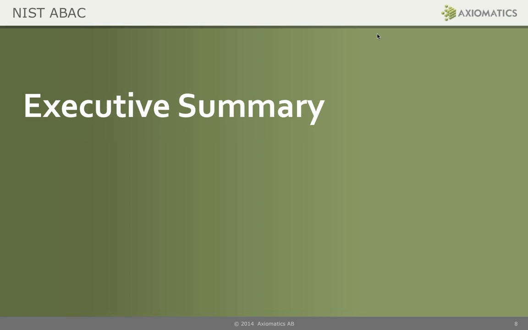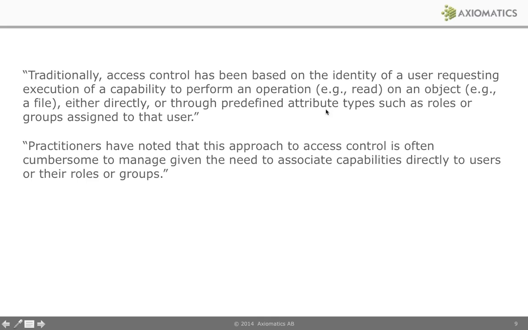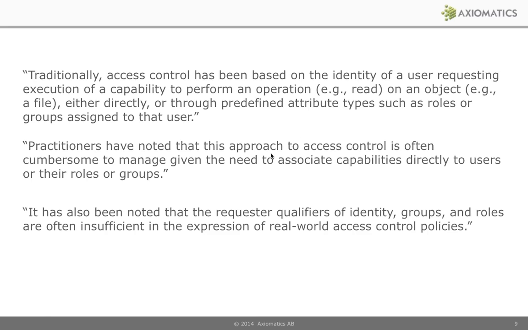So as I said, we're going to go through the different sections of the paper. We'll start with the executive summary. It does what it says here. It really nicely organizes a number of key themes and topics from the paper. Starting with this one here, talking about traditional access controls based on roles or groups that are directly assigned to users. And then a couple of key comments as well, that practitioners have noted this approach using roles and groups to access control is often cumbersome to manage given the need to associate capabilities directly to users or their roles or groups. And in another example of understatement, it's also been noted that the requester qualifiers of identity, groups, and roles are often insufficient in the expression of real-world access control policies.